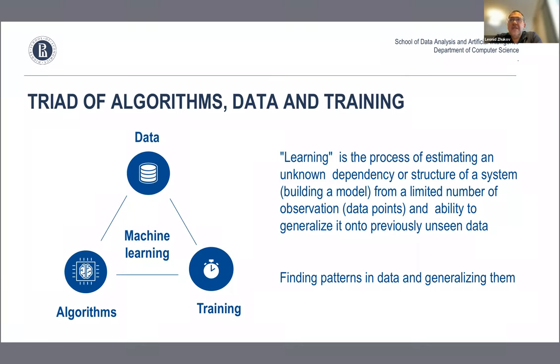Learning is really the process of finding out the internal structure of the data and estimating unknown dependencies in data from the given observations. The word we usually use for models is generalization. Generalization means you learn the patterns from the small subset of data that you have at hand, and you can generalize it to perform on all the data that's out there that you haven't seen yet.